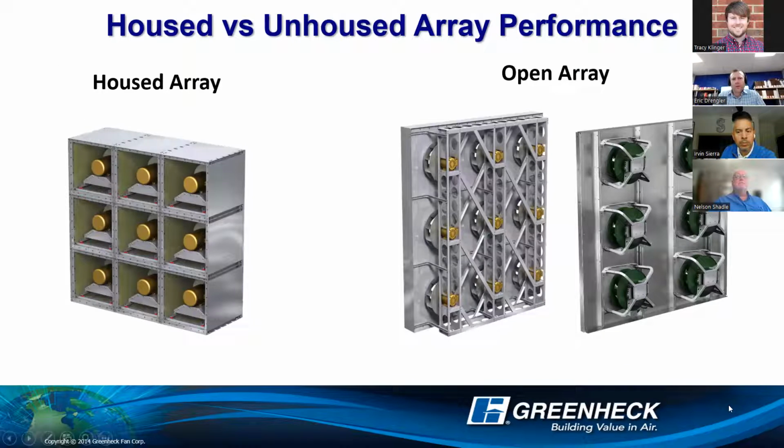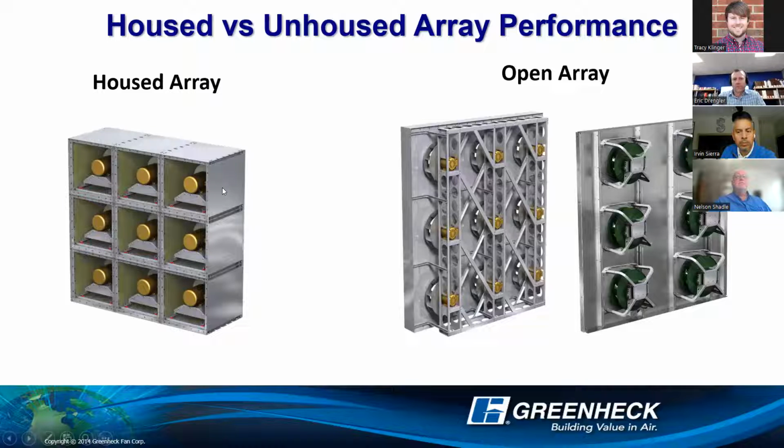In the housed array, you've got this box around it, and you can test them individually. And the test data that you get of one fan, you can just multiply times the number of fans you're putting in parallel, because this fan doesn't know that this fan is next to it when you have a box around it or any type of sound attenuating material around it. So when you test a fan in a box like this, it's very easy to predict what multiple fans in parallel are going to produce.